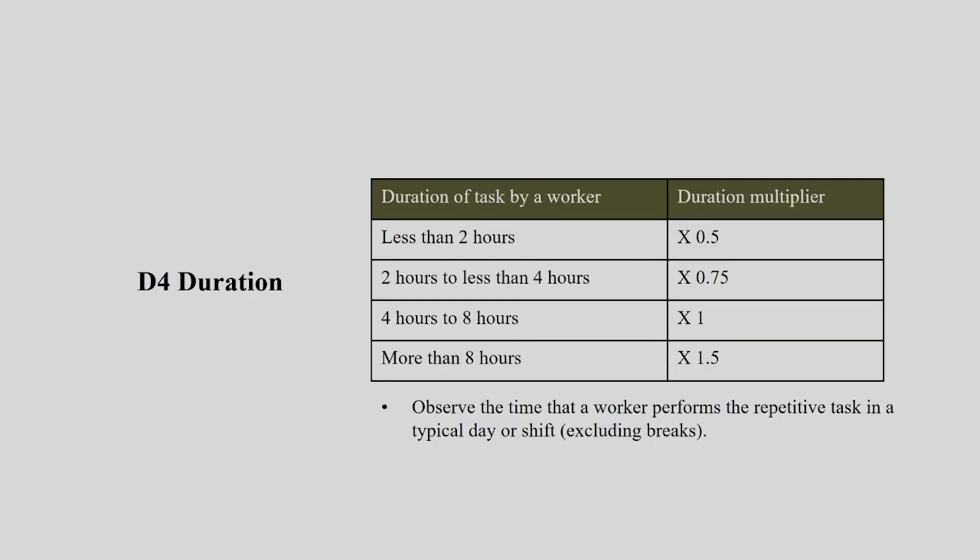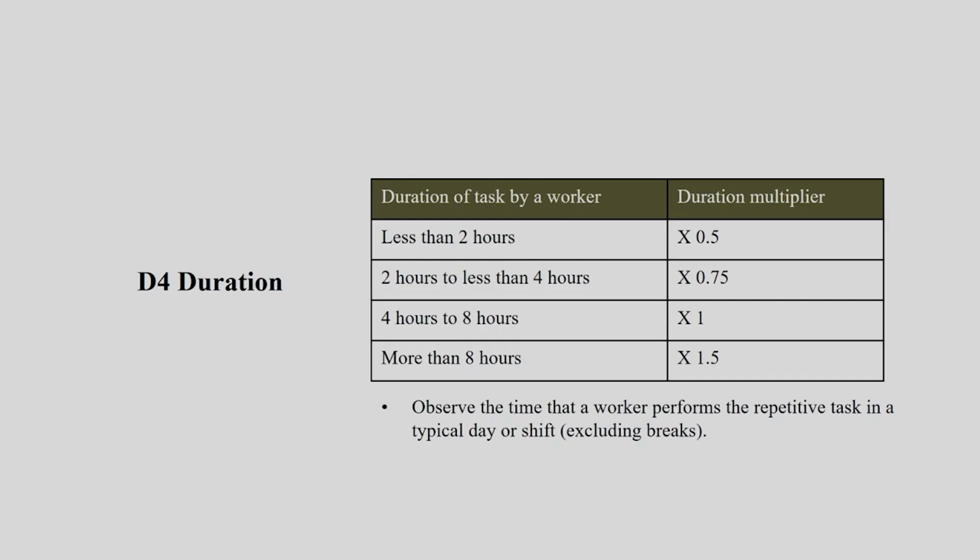Last is D4, that is the duration. Here you have a multiplier. If this whole thing is happening for less than 2 hours, then the multiplier is 0.5; 2 to 4, then 0.75; 4 to 8, then 1; and more than 8, it is 1.5.